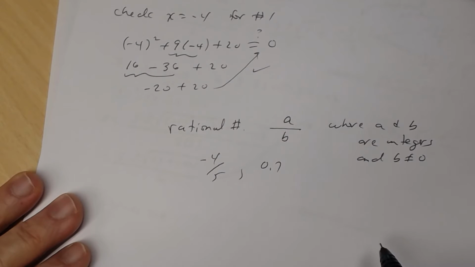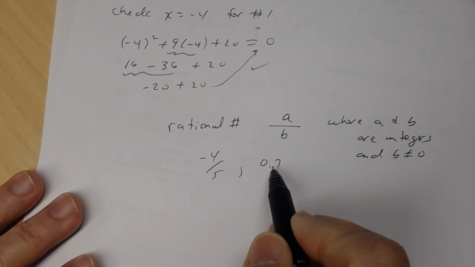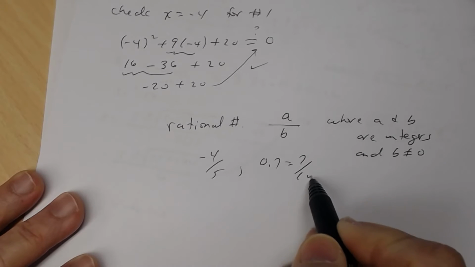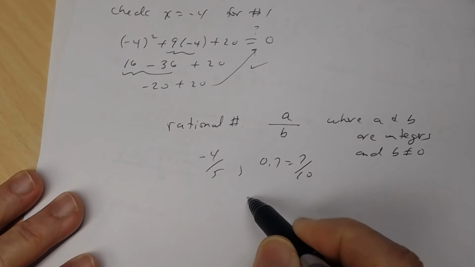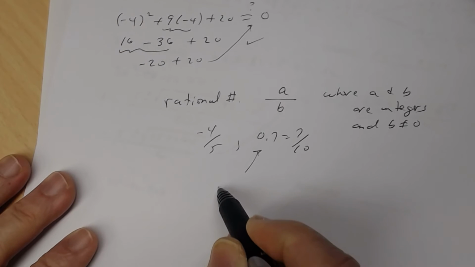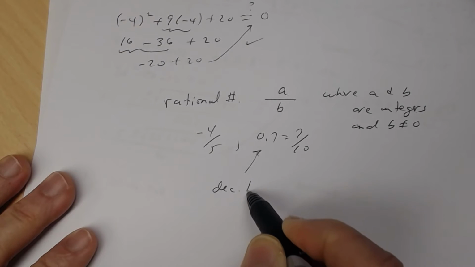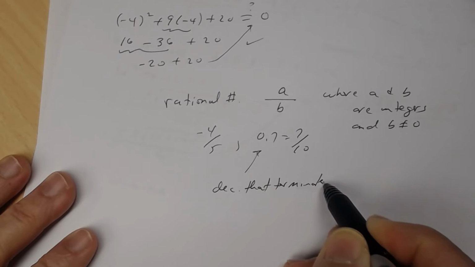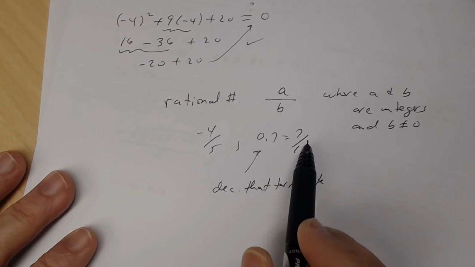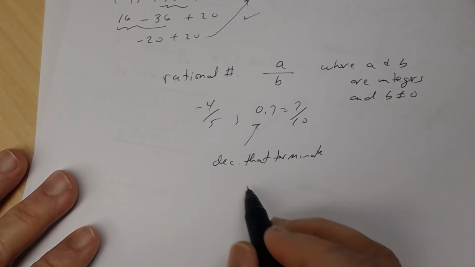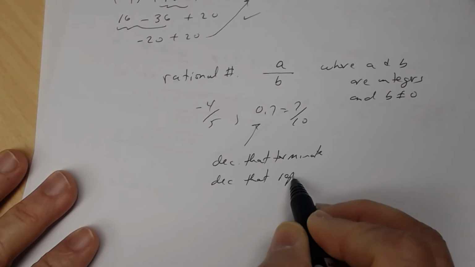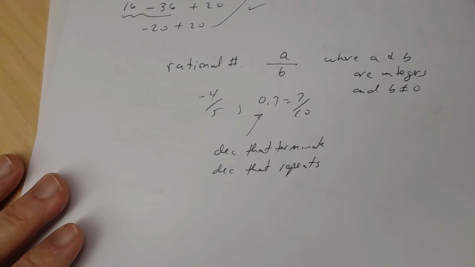0.7, that decimal is a rational number, because recall, when you read this, that's really 7/10. So remember that any decimal that terminates is a rational number, because you can always write it as a fraction. Any decimal that repeats is also a rational number.